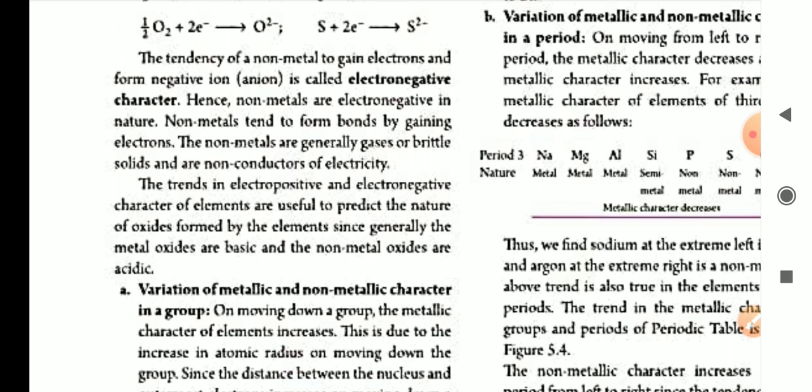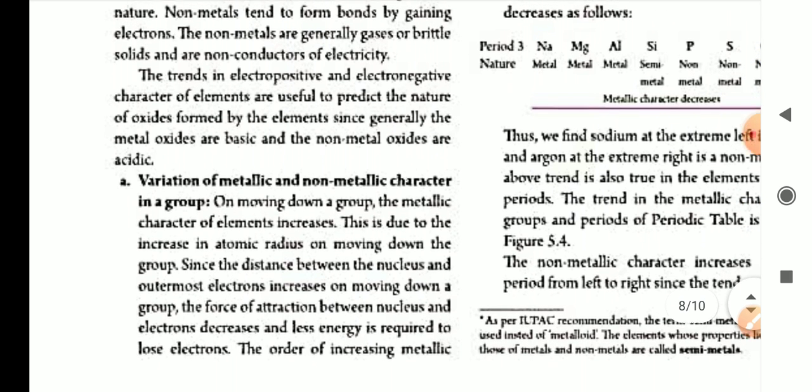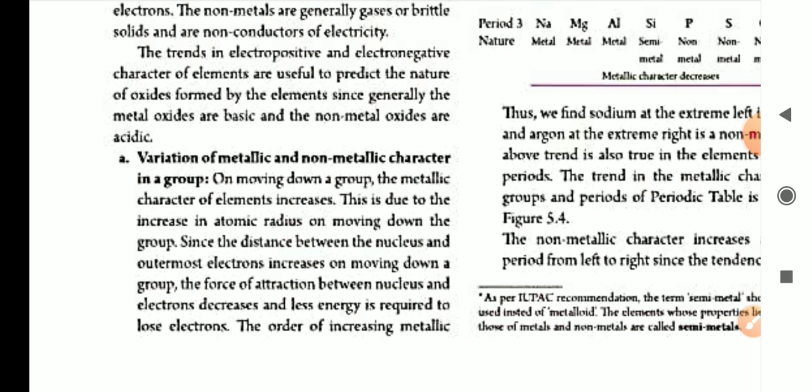The trends in the electropositive and electronegative character of elements are useful to predict the nature of the oxides. In the case of metals, they will always form basic oxides. In the case of non-metals, they will always form acidic oxides. On moving down a group, the metallic character of the elements increases because there is an increase in atomic radius, and they have a higher tendency to lose electrons from the outermost shell.